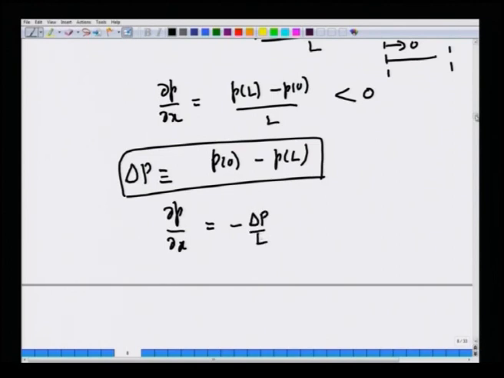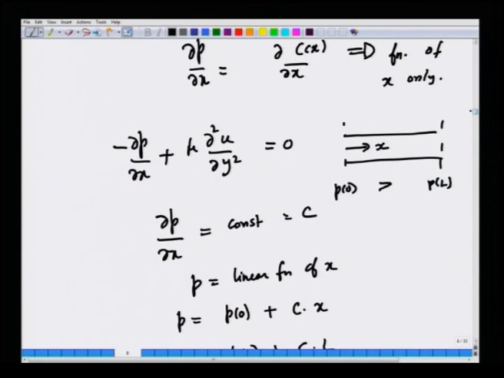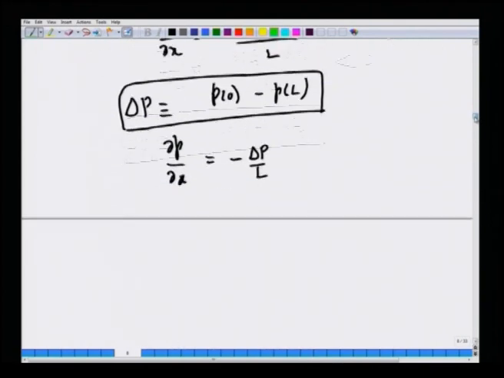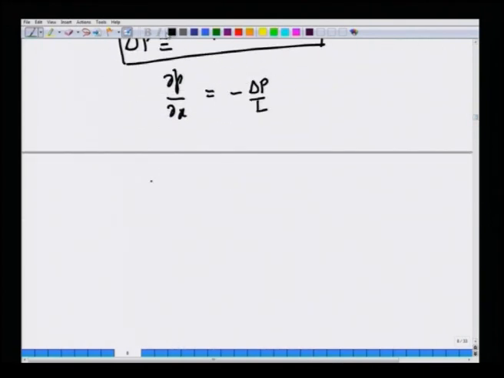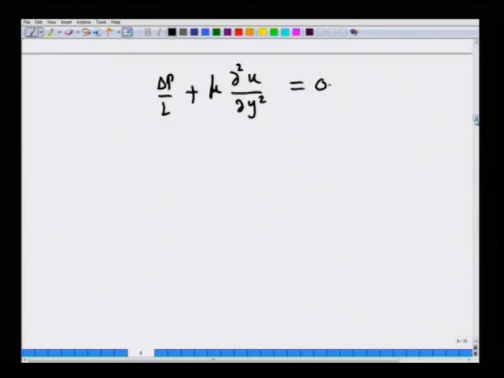Okay. So, in the x component of the momentum equation, instead of minus partial p partial x, I will get minus of minus del p by L, which will be plus del p by L. Okay. So, the x momentum equation becomes del p by L plus mu partial squared u by partial y squared is 0. Okay. So, we can solve this in the following way.